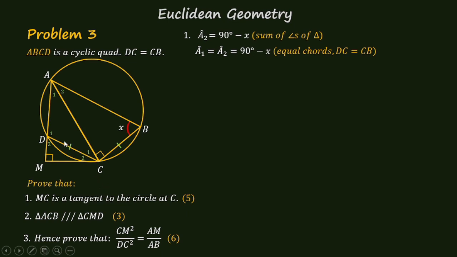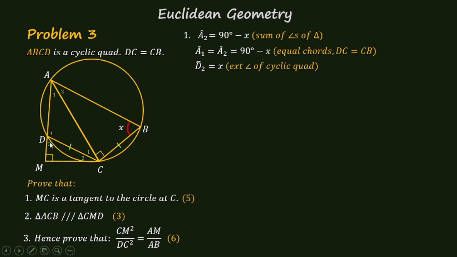Let's come to this triangle. D2 will be equal to X if you look at this cyclic quad here. This is an exterior angle of a cyclic quad. So I have this cyclic quad with this line extending to M. Therefore, D2 will be equal to B. That is an exterior angle of a cyclic quad.